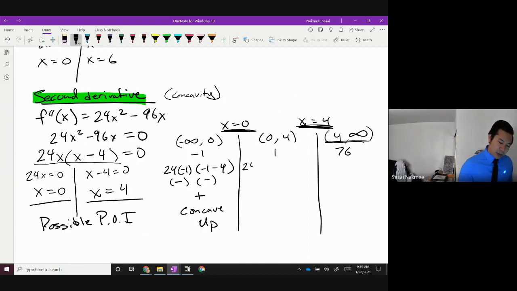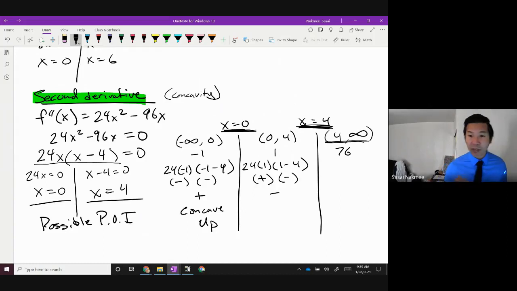Go to the next one over here. Plugging in +1, we have 24 times 1 minus 4. 24 times 1 is a positive number. 1 minus 4 is a negative number, so I end up with a negative sign. Again, I don't care what the value is. I just care that the value is negative, which tells me that this interval is concave down. Concave down. So you can see it's changing concavity numerically.